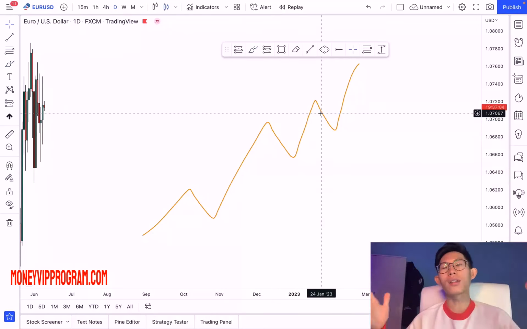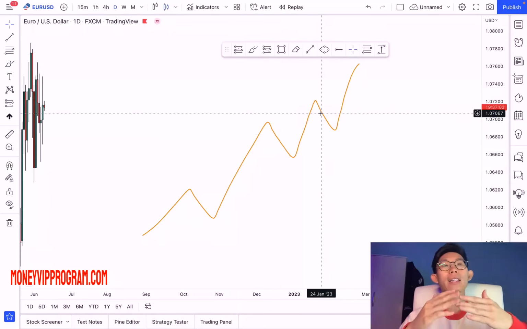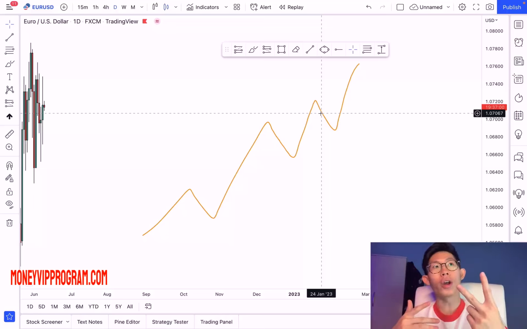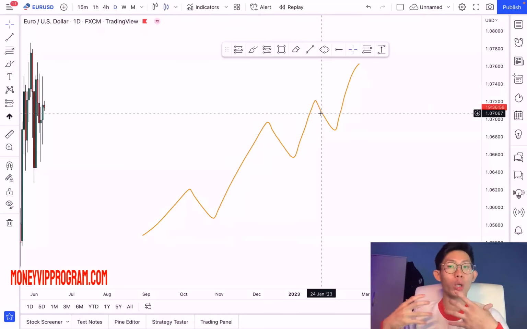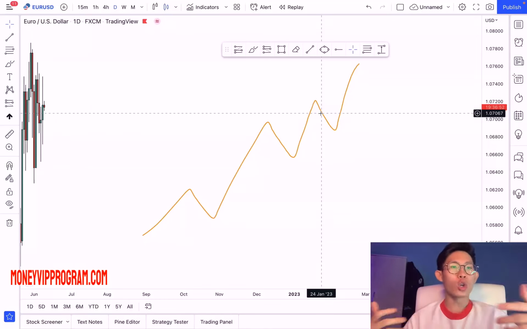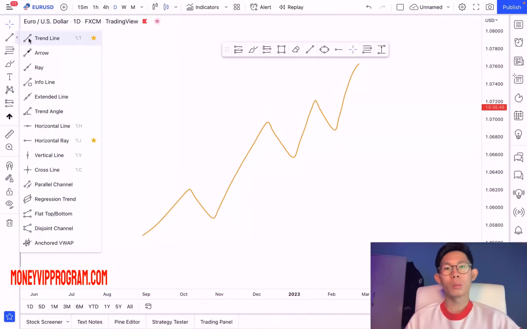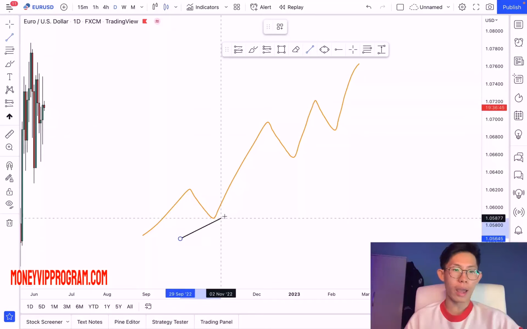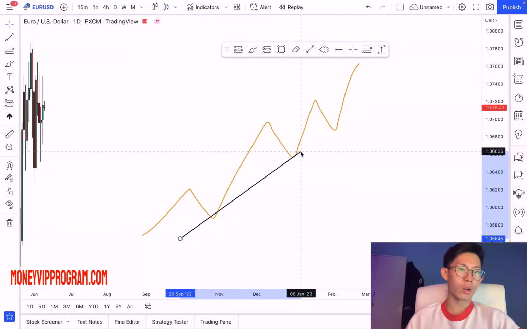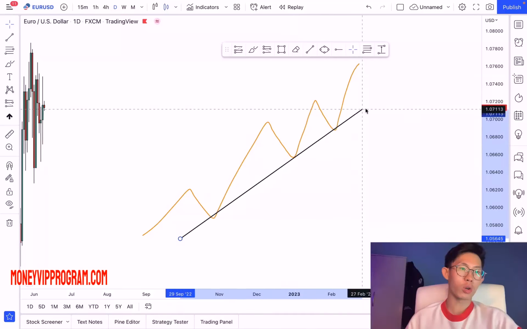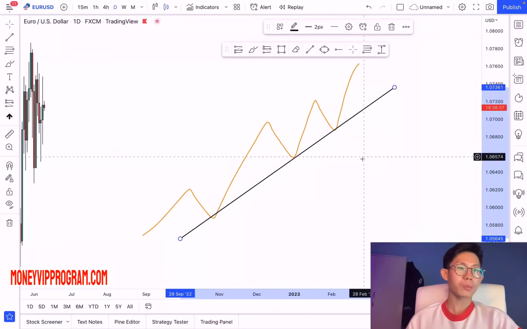So trend lines help us identify whether it is an uptrend or downtrend, so that we can trade with the trend, because we always want to trade with the trend rather than against the trend, right? In this scenario, this is the uptrend, so you can draw a trend line. Pick the trend line tool, and then draw the trend line and connect all these higher lows. Right here, connect it, right here, make sure you connect all of these higher lows.